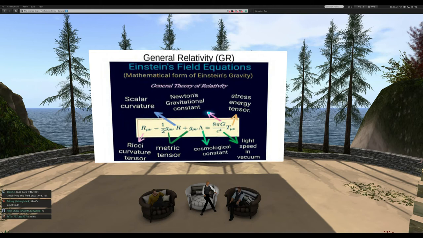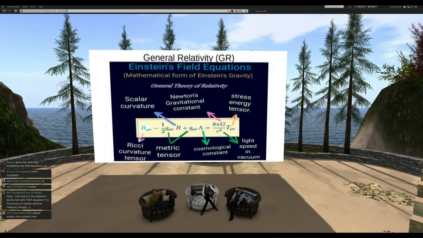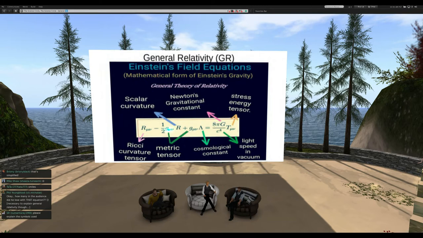Let's talk about what these components are. I found this figure on Facebook. There's a physicist group on Facebook, which I should have looked for before. Anyway, so what are all these different components of the equation, or different parts of the equation?